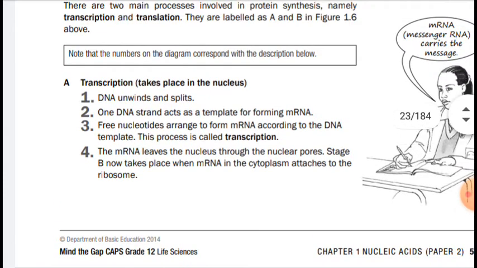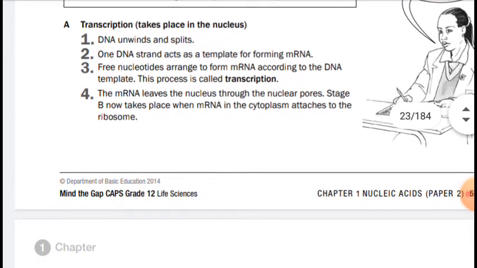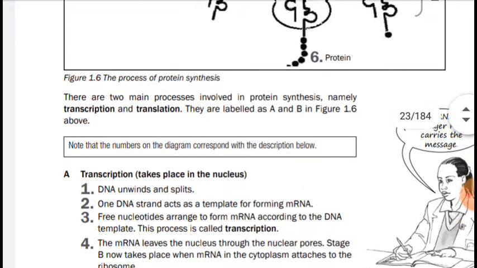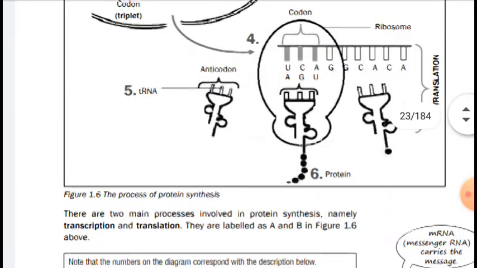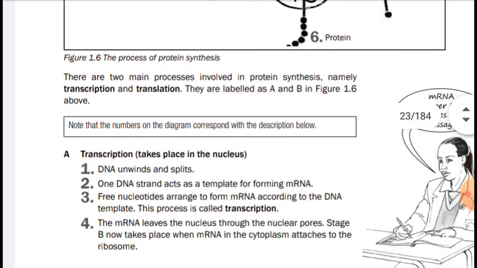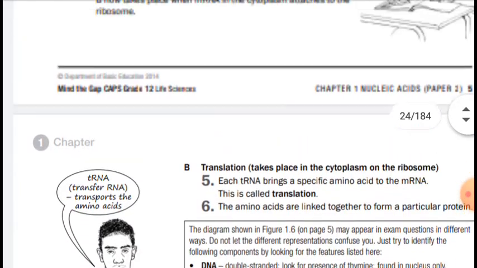I also told you that the mRNA leaves the nucleus through nuclear pores. You have to highlight those words. Now, the mRNA in the cytoplasm attaches to the ribosomes. The process found there on the ribosomes is called translation. So let's get to translation.